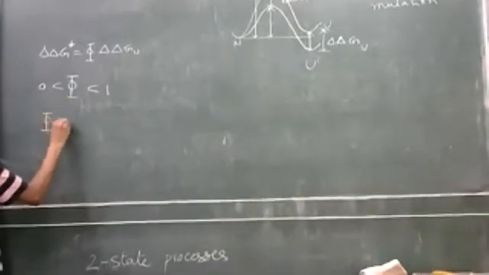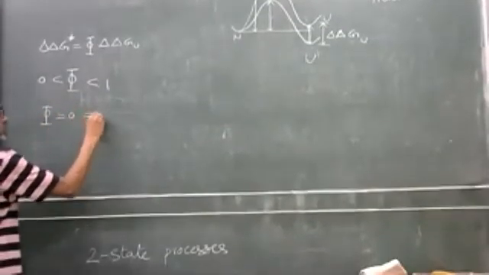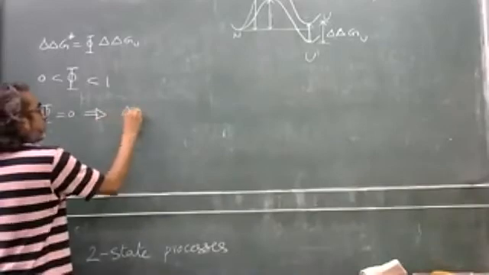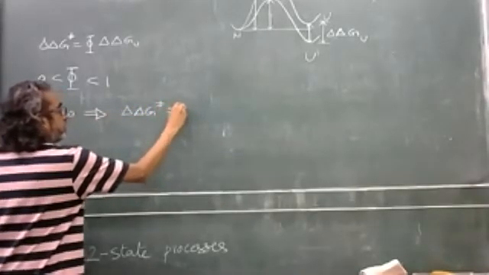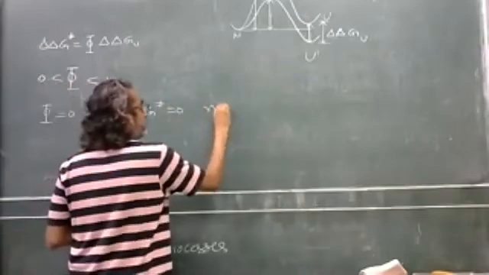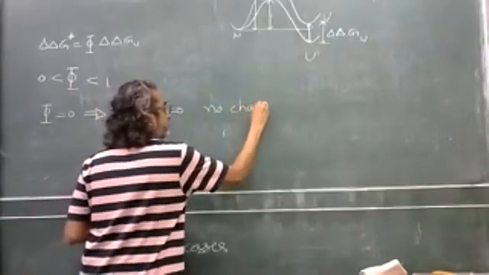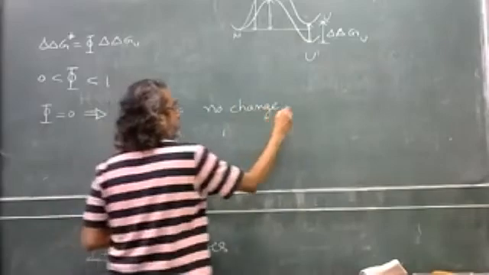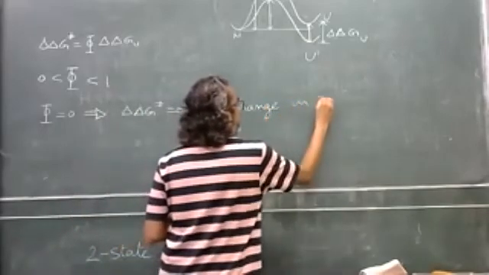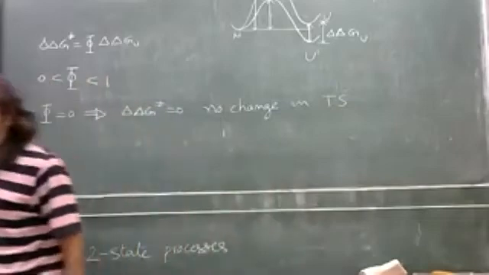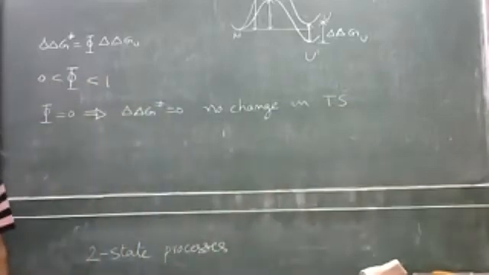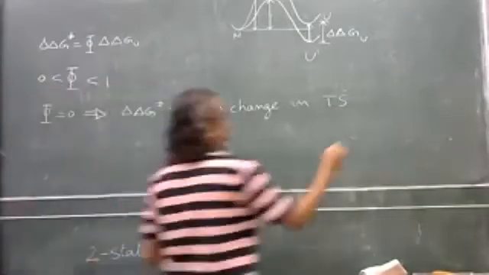Phi equals 0 means delta G dagger is 0, which means no change in the transition state. There is no change in the transition state structure upon mutation. We are talking about upon mutation.